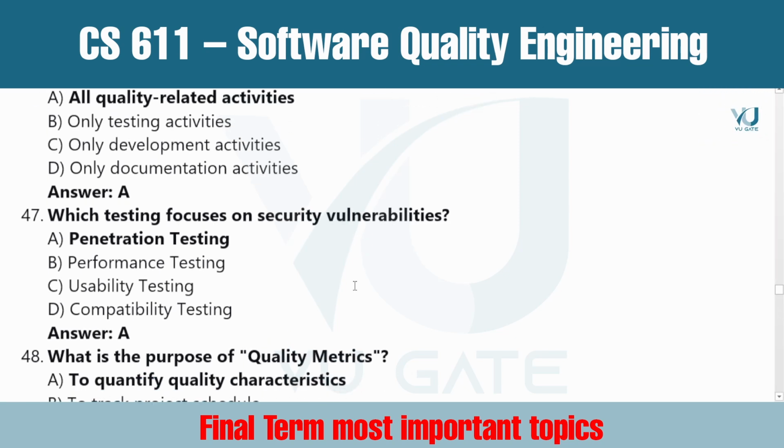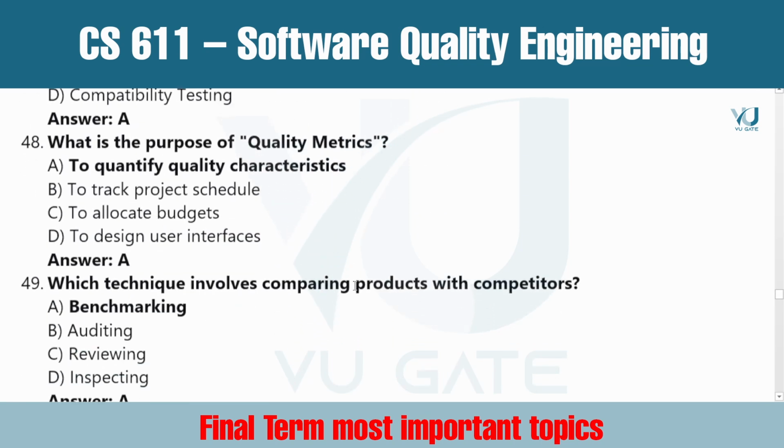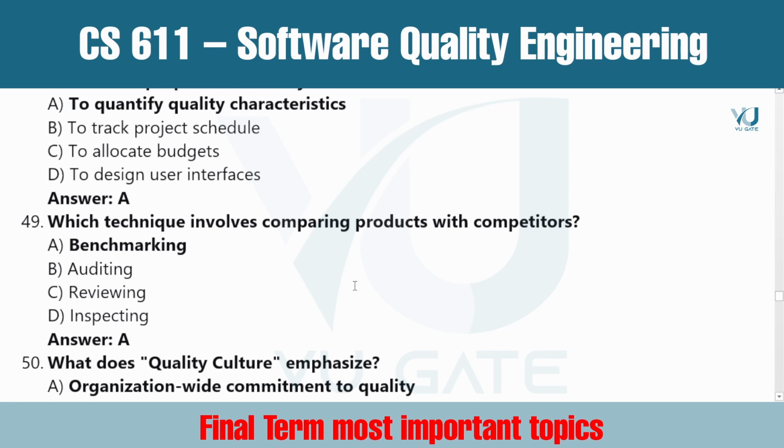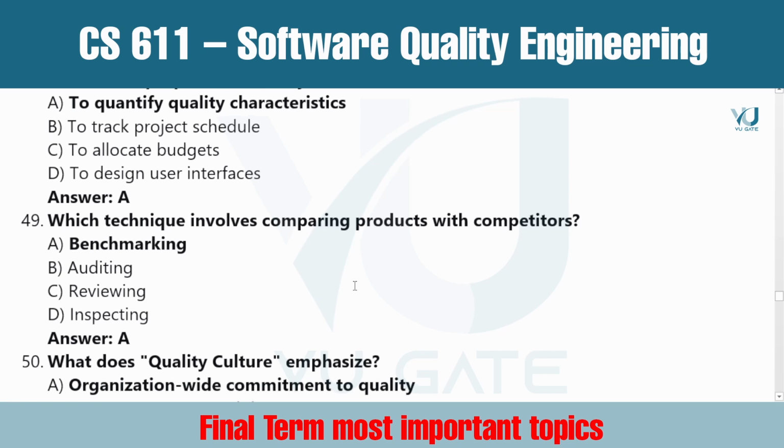Question 48. What is the purpose of quality metrics? The correct answer is option A, to quantify quality characteristics. Question 49. Which technique involves comparing products with competitors? The correct answer is option A, benchmarking. Question 50. What does quality culture emphasize? The correct answer is option A, organization-wide commitment to quality.